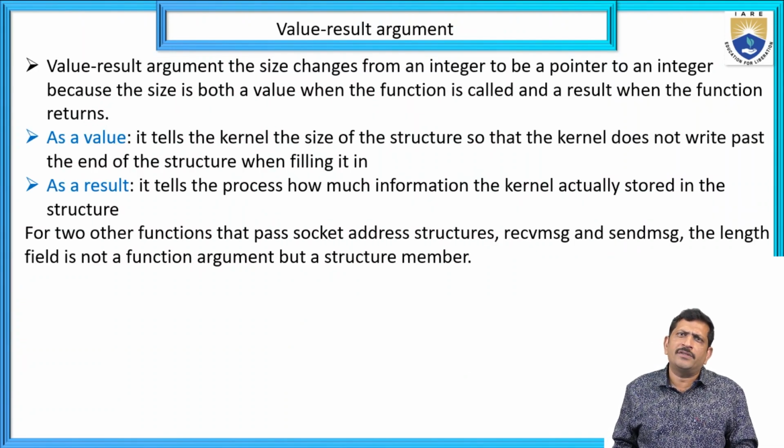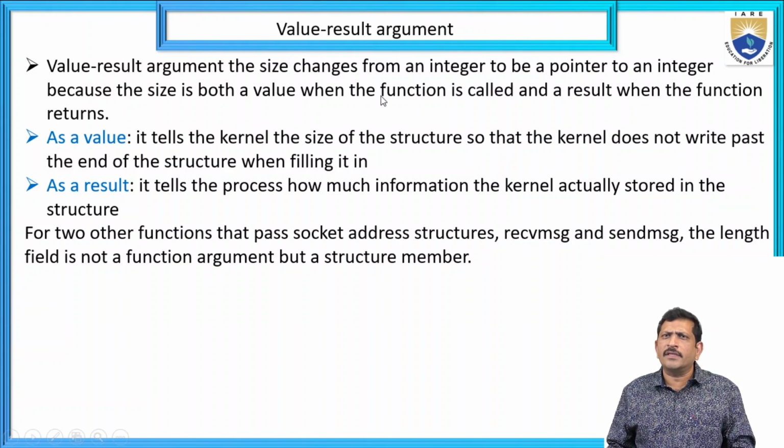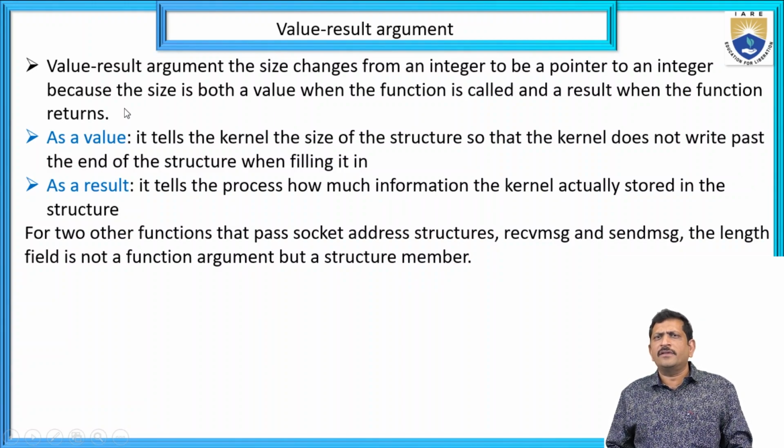Value-result arguments: the size changes from an integer to a pointer to an integer because the size is both a value when the function is called and a result when the function returns. As a value, it tells the kernel the size of the structure so that the kernel does not write past the end of the structure when filling it. As a result, it tells the process how much information the kernel actually stored in the structure.